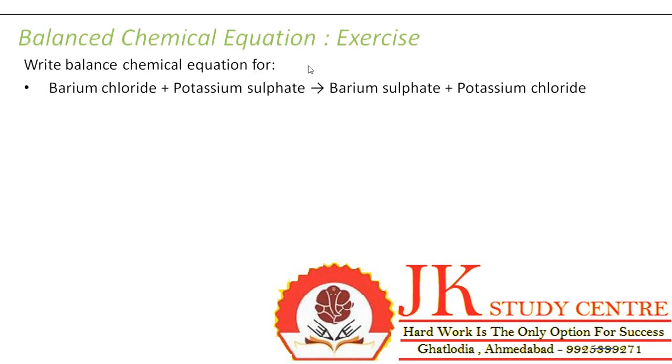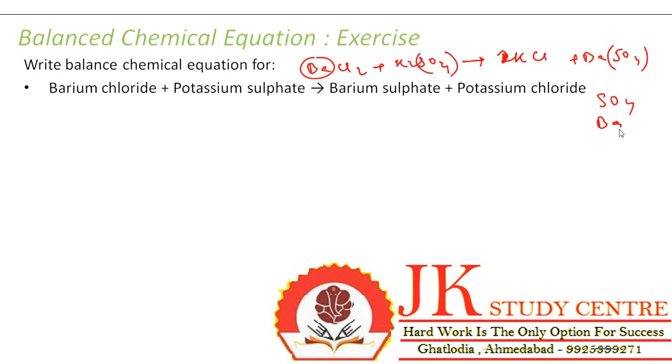Barium chloride plus potassium sulfate is equal to barium sulfate plus potassium chloride. So we have barium chloride plus potassium sulfate. That gives potassium chloride plus barium sulfate. This is my formula. I have to balance this now. So here we have a compound, sulfate. That's my first priority. Then we have barium, then potassium, right? And then we have chloride.